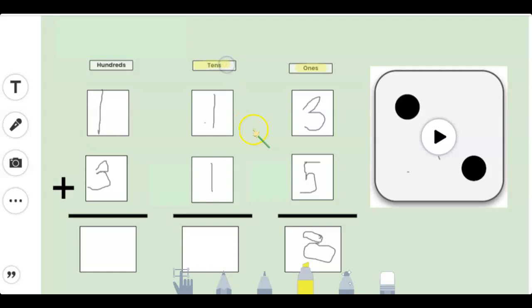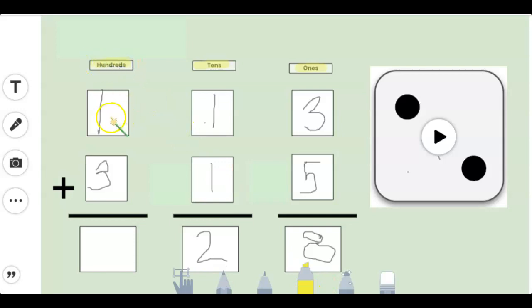So tens, what do we have in the tens? We don't have 1 plus 1. We have 1 ten plus 1 ten. All right, so 1 ten plus 1 ten is how many tens? 2 tens. Very good. And 2 tens, we know the value is 20. All right, so we're good there. Let's go on to the hundreds place.